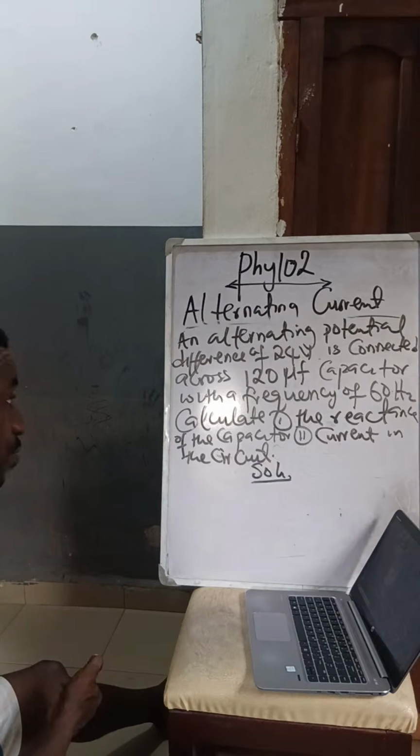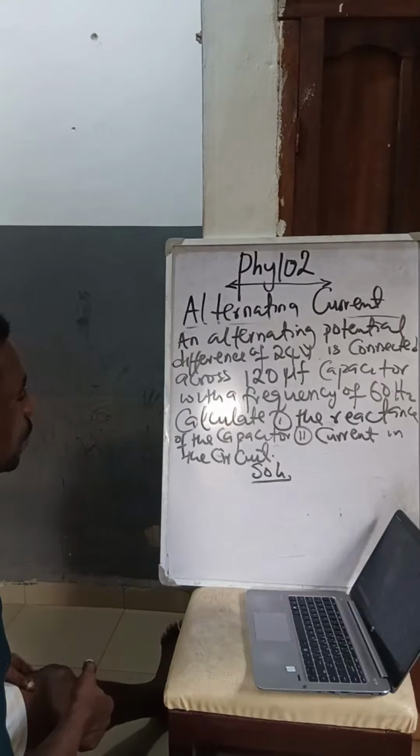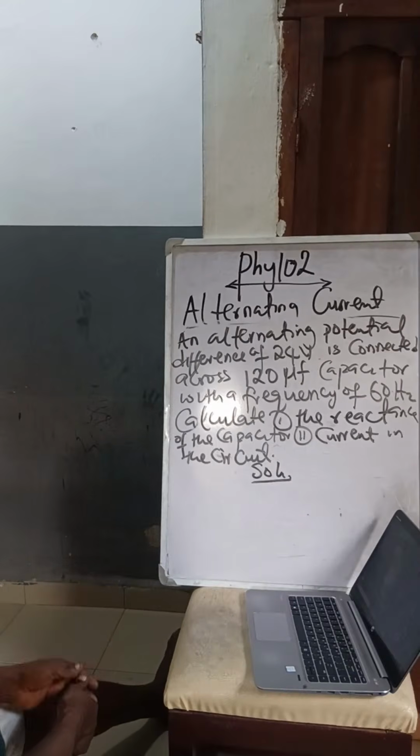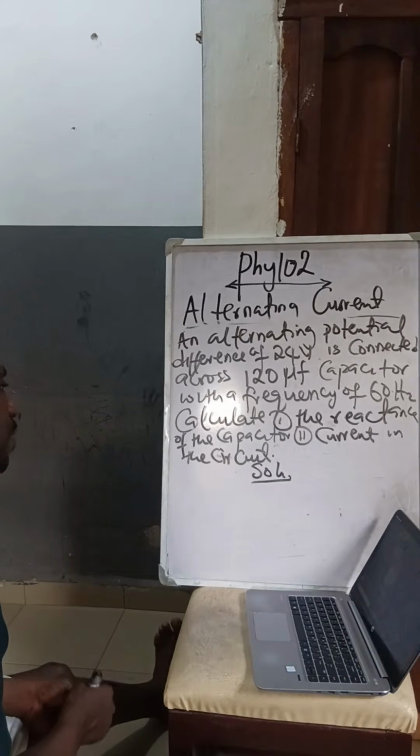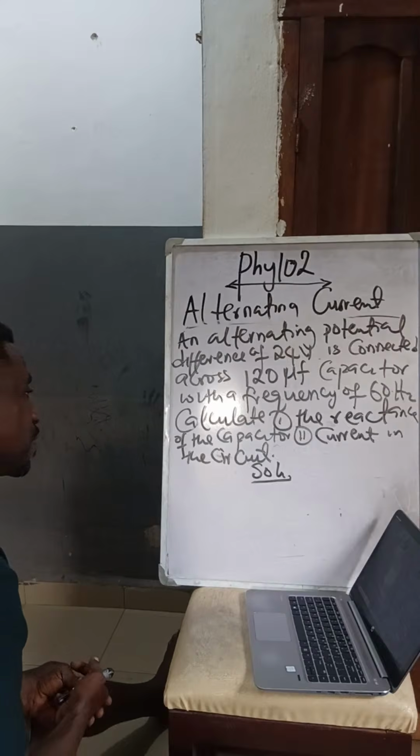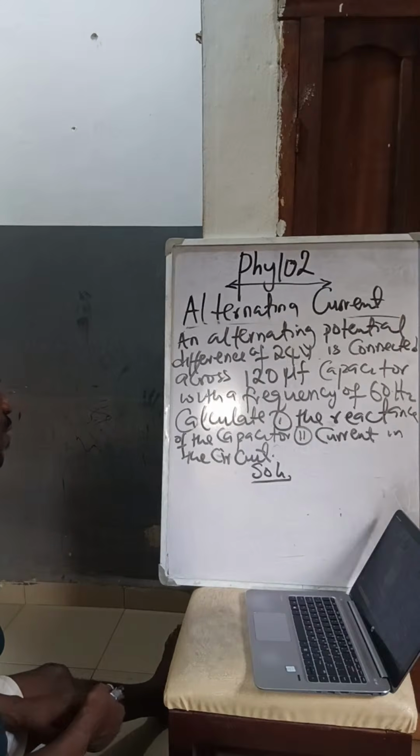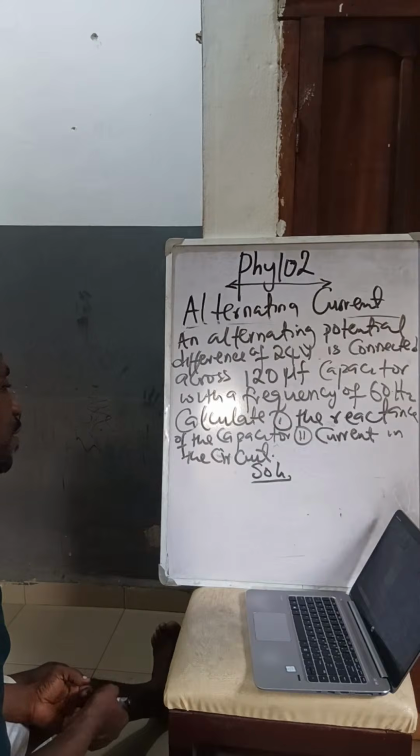All right, so you can try this. Check the parameters given. They gave you voltage, 24 volts. They gave you capacitor C, 120 microfarad. They gave you 60 Hz frequency. We already know the formula for capacitive reactance is XC.